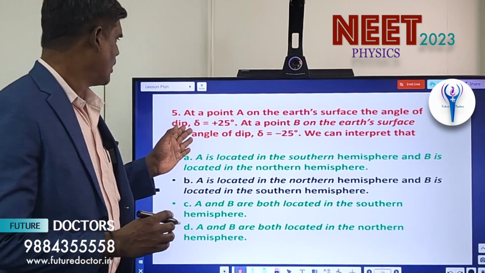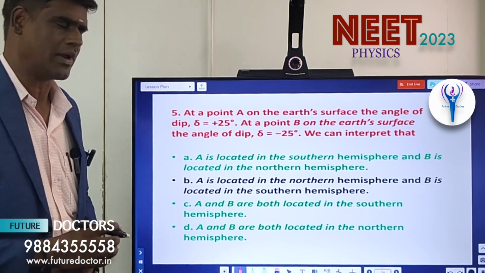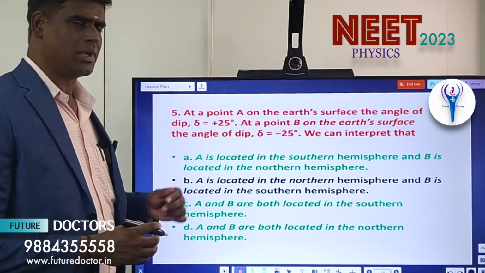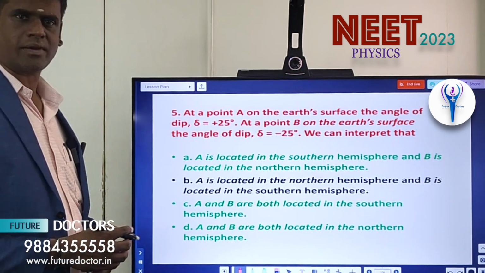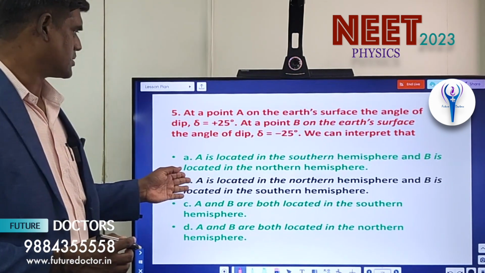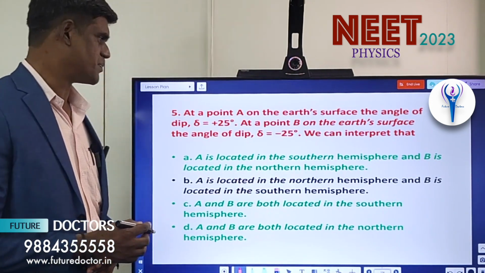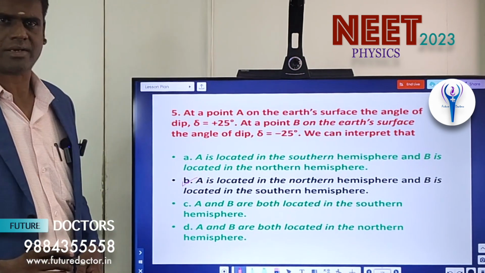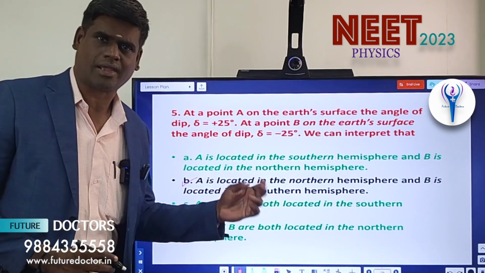See, at point A, the delta value is plus 25 degree, so that is the northern hemisphere. And at point B, delta is minus 25 degree, that is the southern hemisphere. So which option is correct? Yes, option A only. Sorry, option B. That is, A is located in the northern hemisphere and B is located in the southern hemisphere. Option B is correct because at A delta is positive and at B delta is negative.